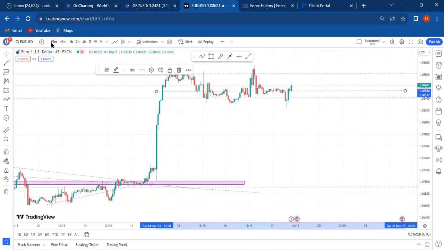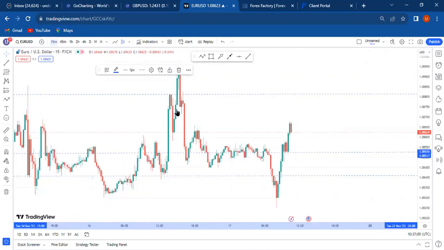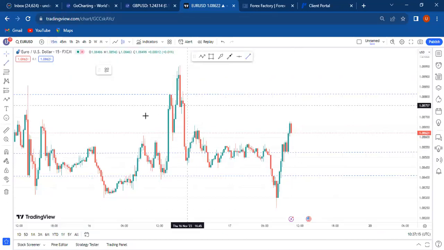So if price rejects this level, I will be very bullish on EUR/USD. Okay, so on the 15 minutes time frame, what are we expecting? We are expecting a rejection here at the 1.08530 area. That's where we're expecting a rejection. So we can see price is retracing. Why is it retracing? Now, let me show you. This is just a retracement.